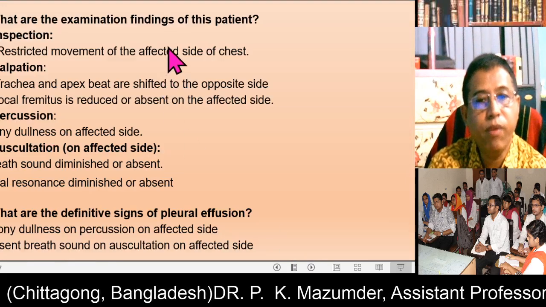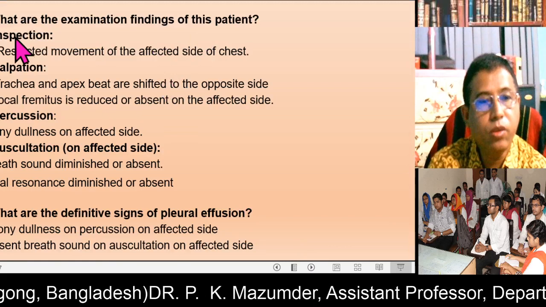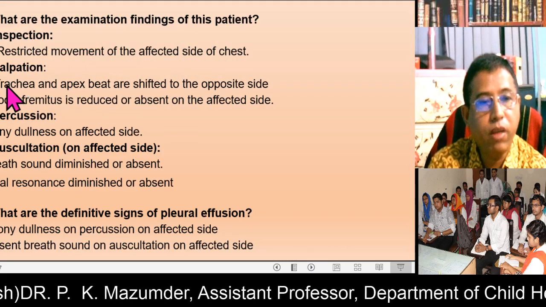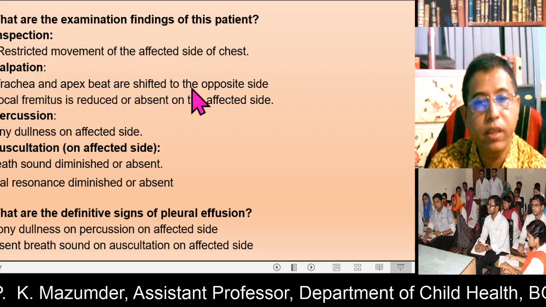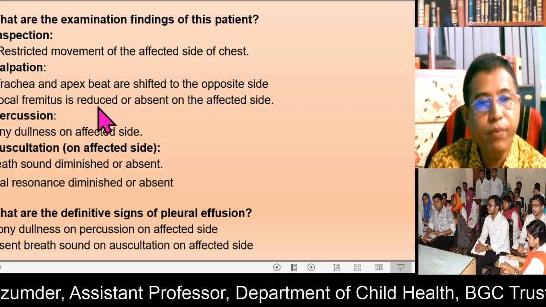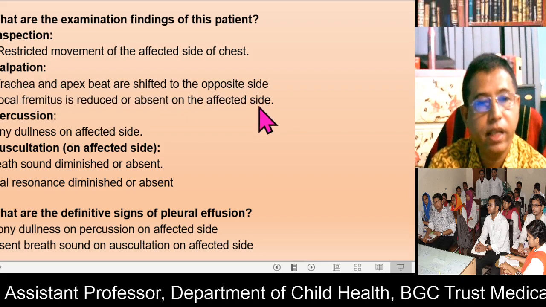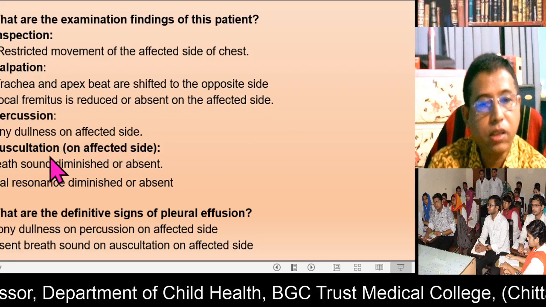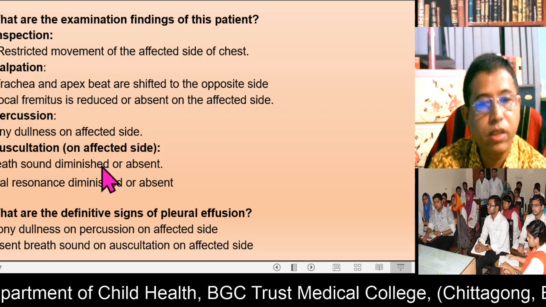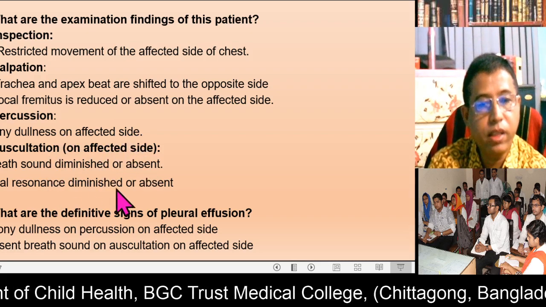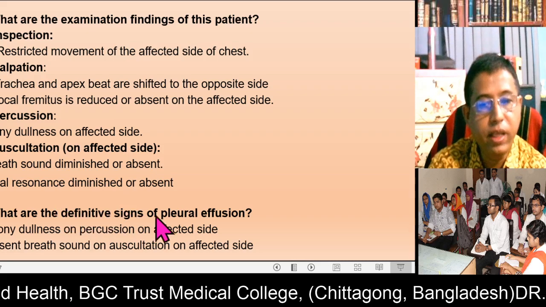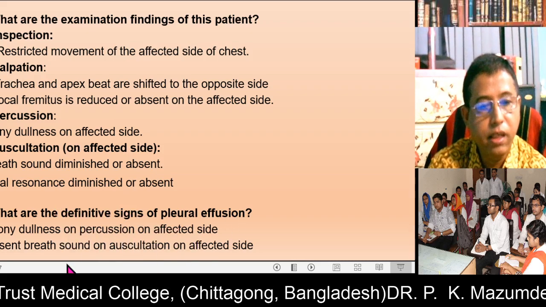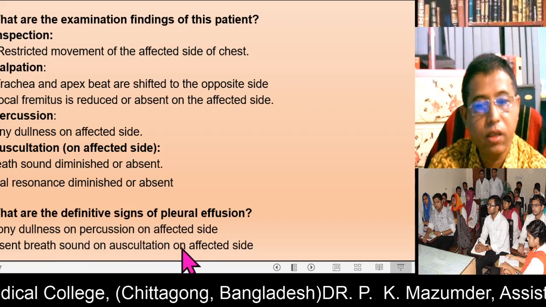What are the examination findings of these patients? On inspection, restricted movement of the affected side of the chest. On palpation, trachea and apex beat are shifted to the opposite side. Vocal fremitus is reduced or absent on the affected side. On percussion, stony dullness on the affected side. On auscultation, breath sound is diminished or absent on the affected side. Vocal resonance is diminished or absent. What are the definite signs of pleural effusion? Stony dullness on percussion on the affected side, and absent breath sound on auscultation on the affected side.